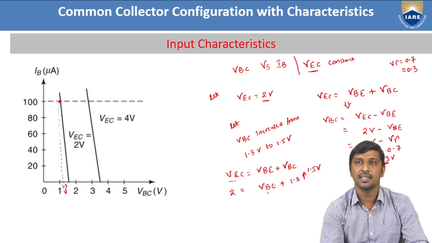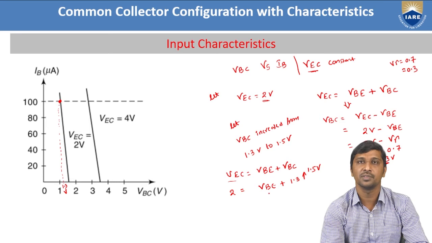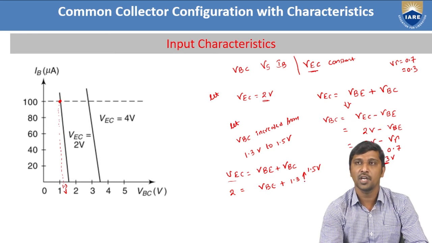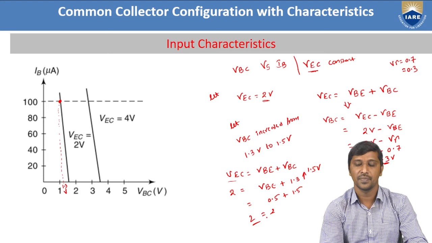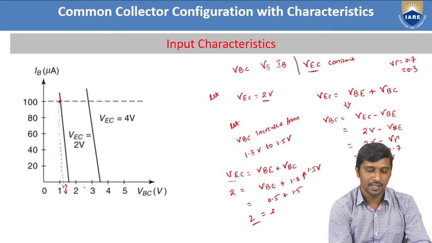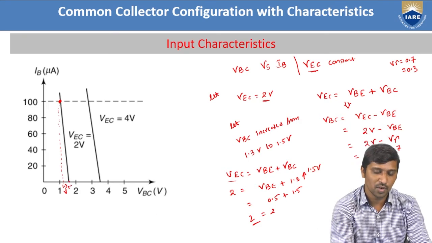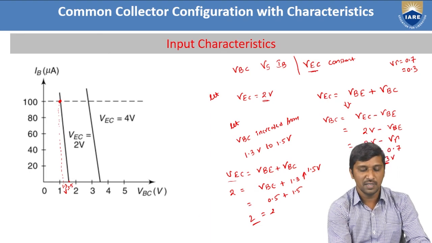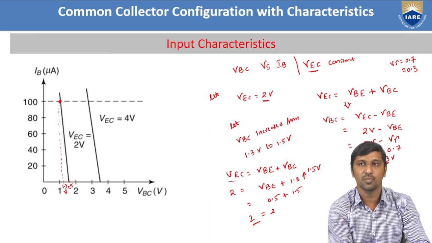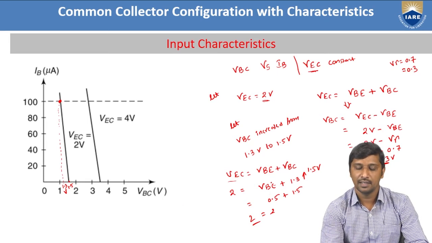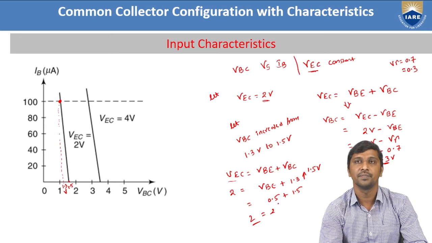Previously, what is the cut-in voltage? 0.7 volts. Now we need to subtract this 0.2 volts. Hence, VBE is reduced from 0.7 volts to 0.5 volts, and VBC is increased from 1.3 to 1.5. Hence, VEC remains constant. That is the reason I changed it. This point is 1.5 volts here. When VBC changes from 1.3 to 1.5, what happens internally? The emitter base junction voltage is reduced to 0.5 volts.